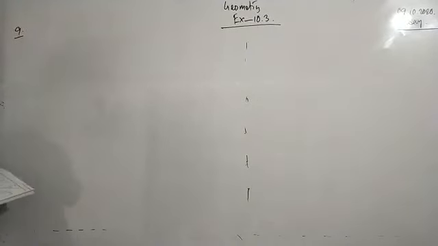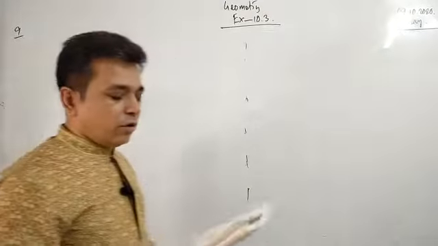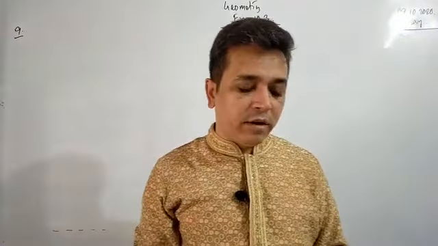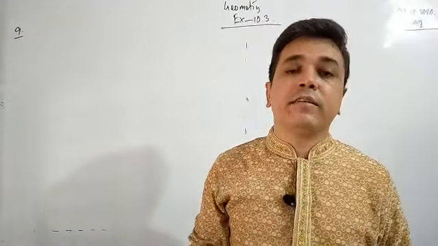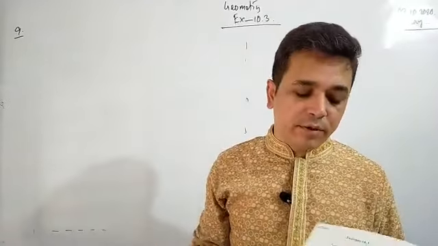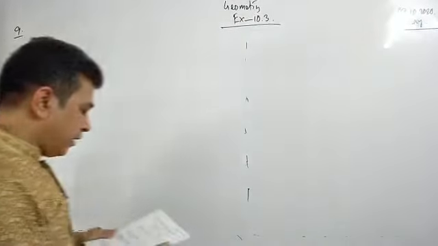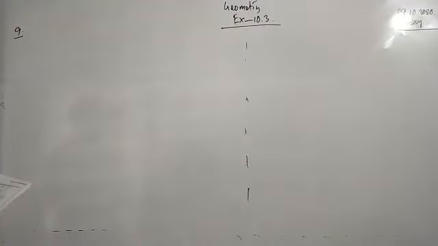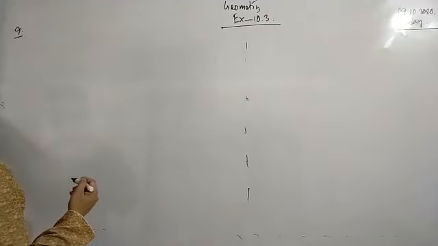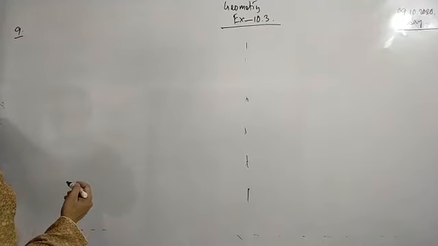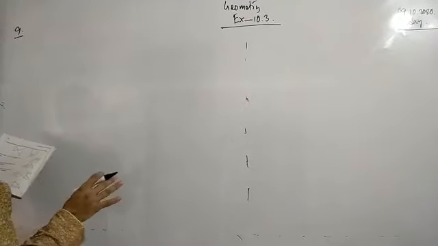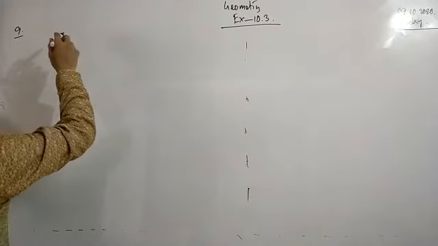So number 9, what is given here? Estimate the value of y from each of the following pair of triangles. So you have to find the value of y. Y is the hypotenuse of the first triangle, and you can take any two pairs. For example, I have taken the first and second picture.